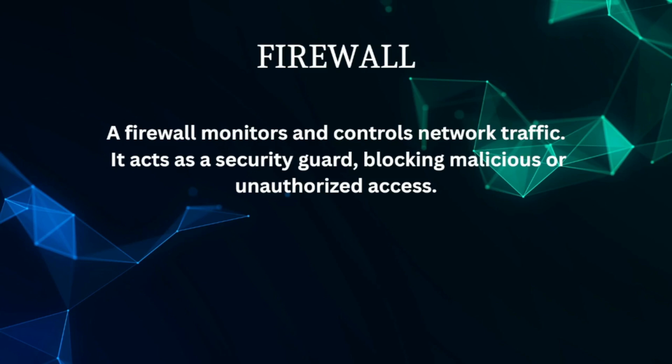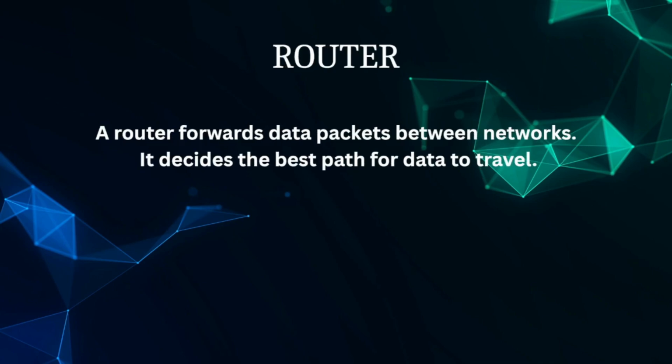Firewall, a network security system that monitors and controls incoming and outgoing network traffic based on predetermined security rules. Firewalls act as a barrier between your internal network and external threats, filtering traffic to prevent unauthorized access. Router, a device that forwards data packets between computer networks. Routers direct network traffic efficiently, determining the best path for data to travel across a network.